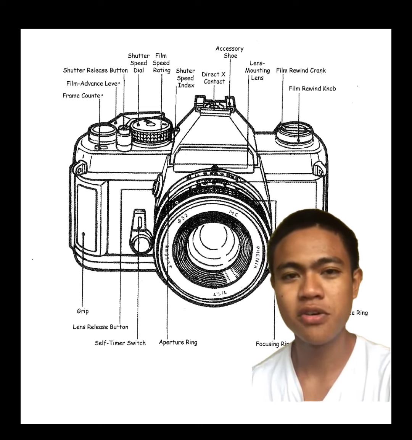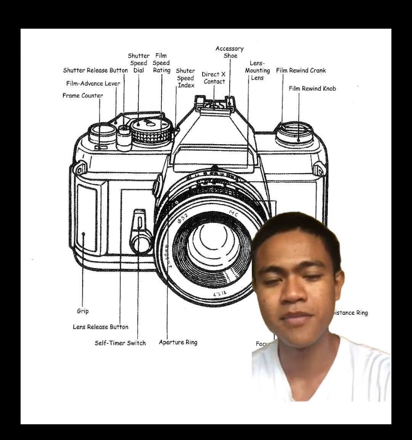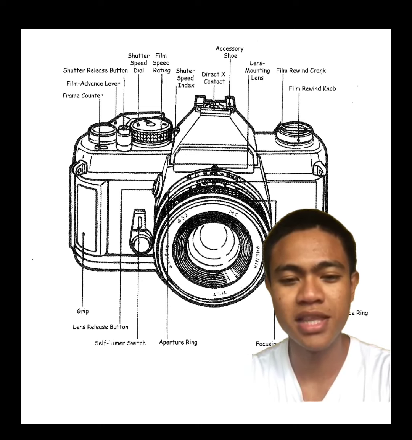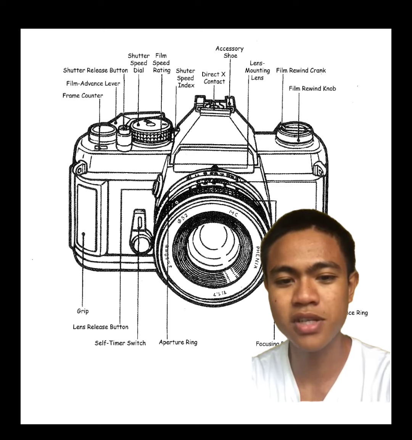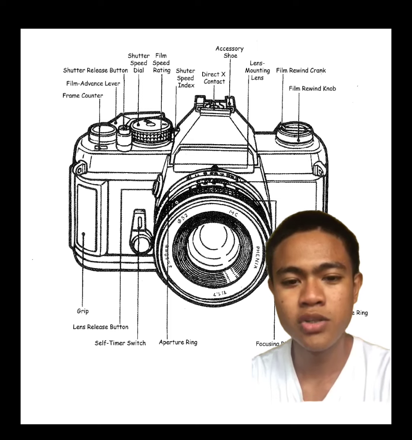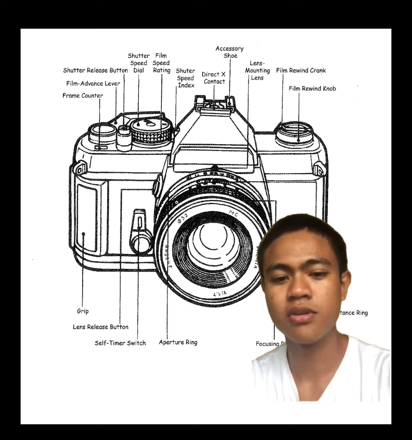For today's video, I am discussing the parts and function of an SLR camera. The first one is shutter speed. It provides two main functions. One is to control exposure, the other is to control the way motion is portrayed in a photo. When shooting a moving subject, a slow shutter speed setting results in a blurry subject, emphasizing its motion.